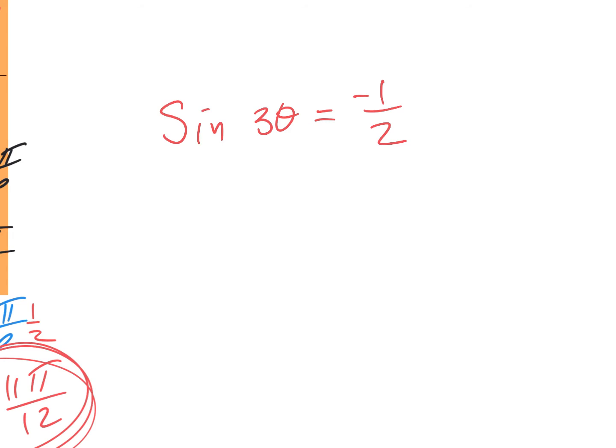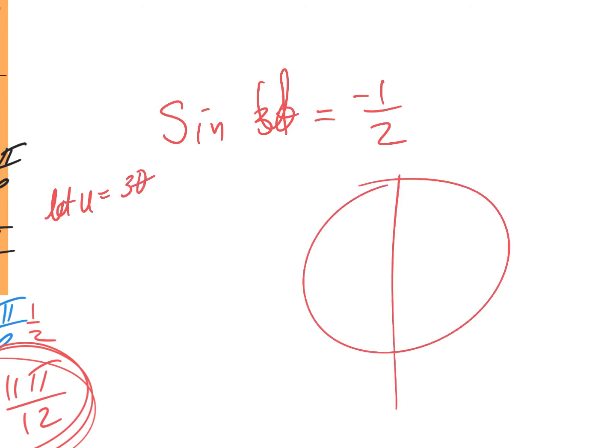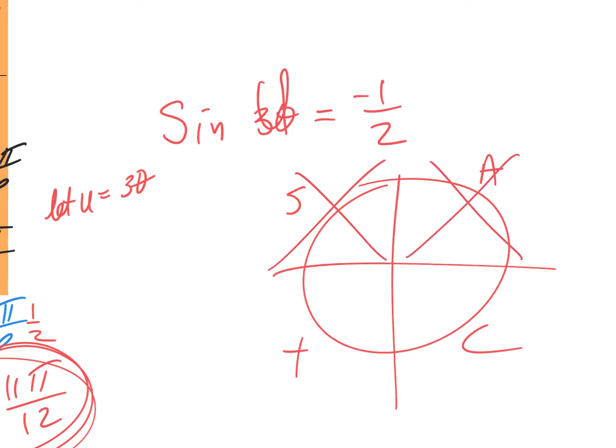So, first off, this should really just become a u. So off to the side, I'll make it more formal. Let u equal 3 theta. So now it's really sine of u equals negative a half. I draw my quadrants A, S, T, C, and sine is negative. And that means that I must be not here and not here. So now I'm going to draw it here.